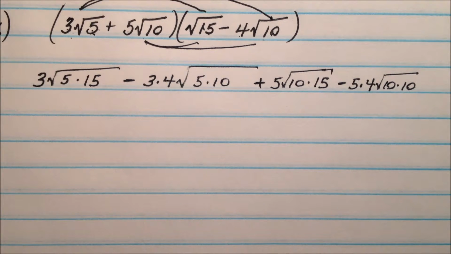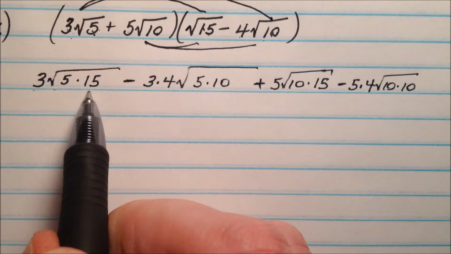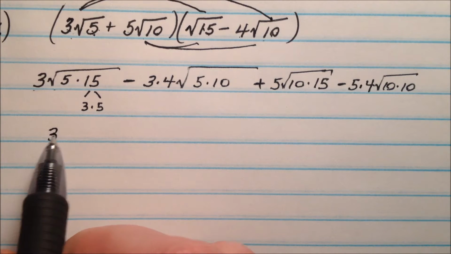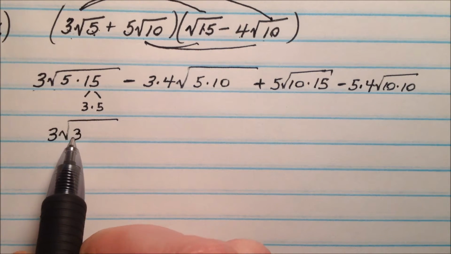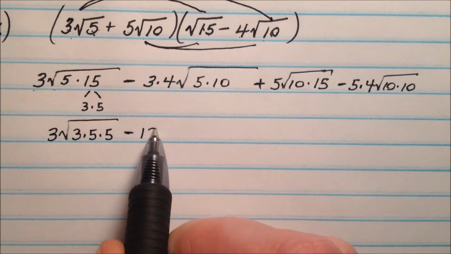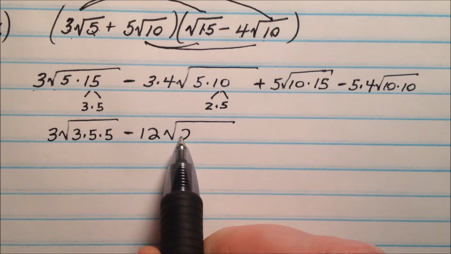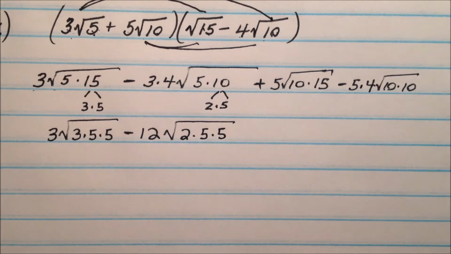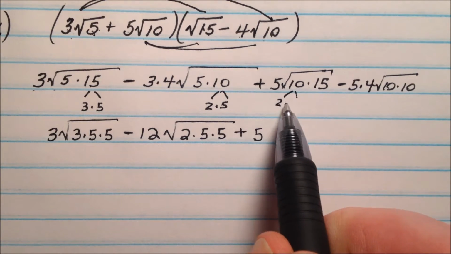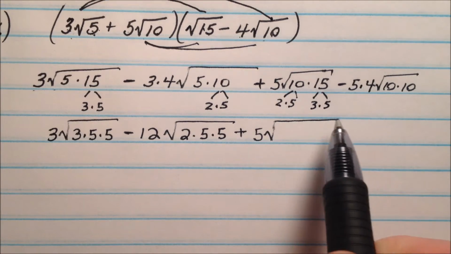And it looks like we've gone pretty far on our screen. I think I can squeeze it all in there. So in this first one, this 15 will be 3 times 5. So it looks like we're going to have 3 and then radical 3 times 5 times 5 minus 3 times 4 is 12. The 10 will be 2 times 5, so we'll have 2 times 5 times 5. Here we have just a 5 on the outside, and this 10 becomes 2 and 5, and this 15 becomes 3 and 5. Again, just doing the prime factorization of all those.